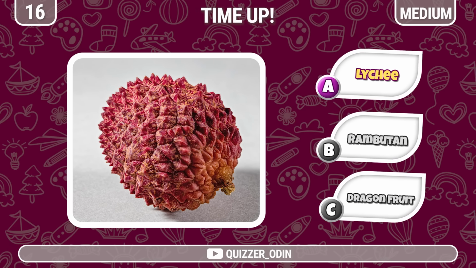Round 22. What about soursops? Can you spot the odd one out? Great, the soursop is in the first column.